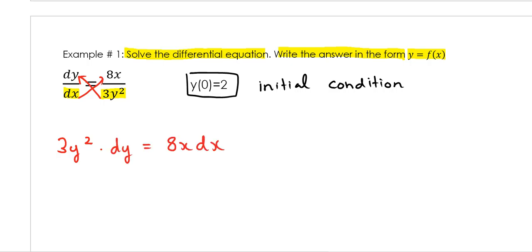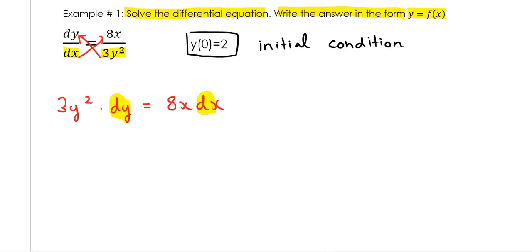times dx. And notice once again, my dy's and my dx's are at the very end of my equation. I don't have my dy in front, right? Make sure that the dy's and dx's are at the very end. Once you've done that, all the y's are on one side of the equation and the x's are on the other side. Now you can find the antiderivative, or you can integrate both sides.